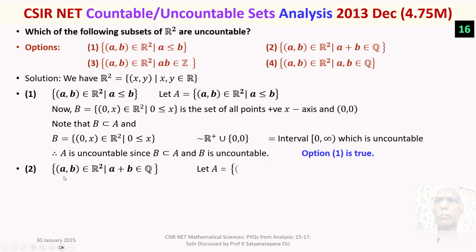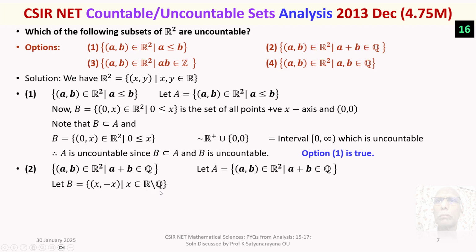Option 2. All ordered pairs A, B belongs to R square such that A plus B belongs to Q. Call this set A. Let us consider the set B consisting of all ordered pairs X, minus X, where X is irrational.